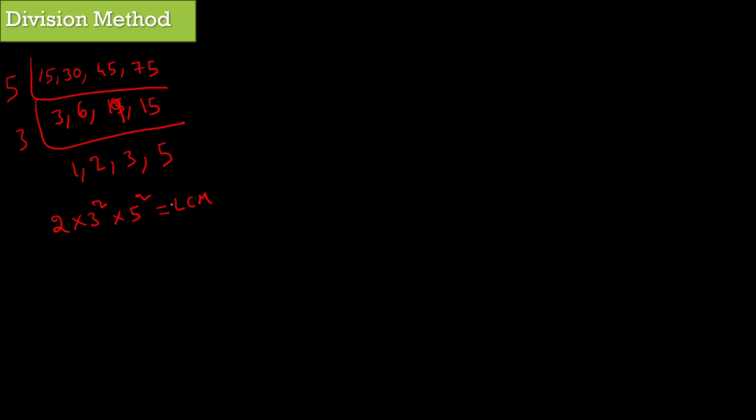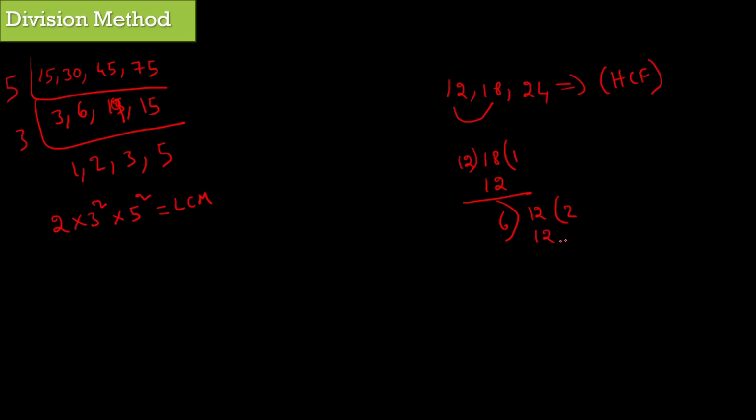Now let us see the HCF using the division method for the numbers 12, 18 and 24. So use the division method to find the HCF. Now if there are 3 numbers, select any 2 and continue the process. Largest number is 18, smallest is 12. 12 ones are 12 and the remainder is 6. And 12, 6 twos are 12, remainder is 0.